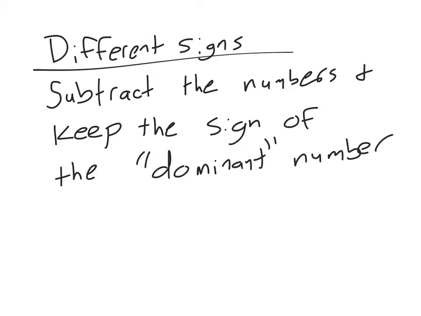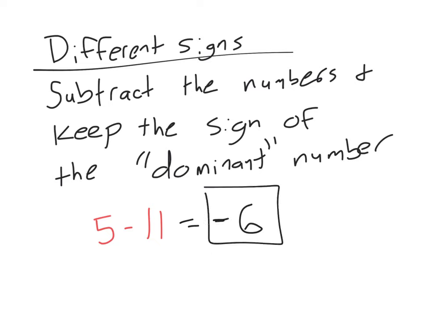So if I had a problem like 5 minus 11, does each number have one sign? Yes. Do they have the same signs or different signs? Different. So different signs, we want to subtract the numbers. So if you subtract 5 and 11, what do you get? 6. And then keep the sign of the dominant number. Which one is dominant, 5 or 11? 11 is dominant, and its sign is negative. So we keep its sign. -6.